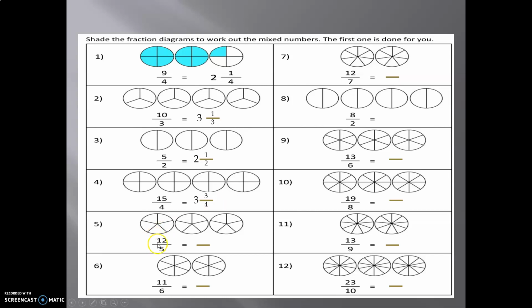Let's go here. How many parts? 12. 1, 2, 3, up to 12. So I finished 2 shapes and I took 2 more parts of the third.